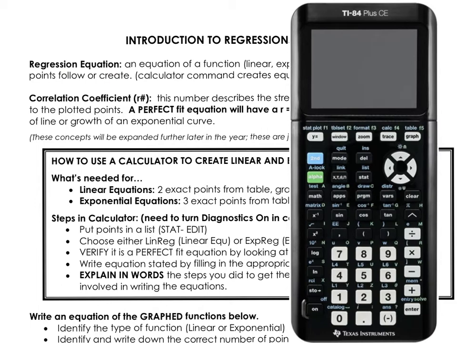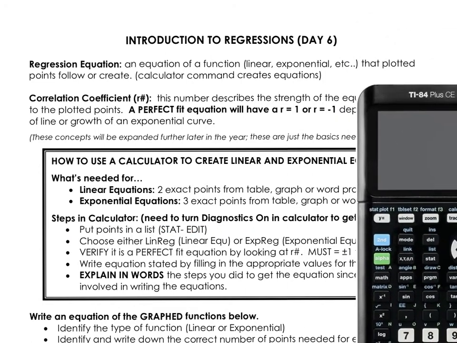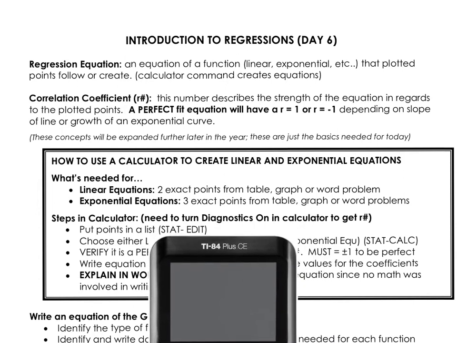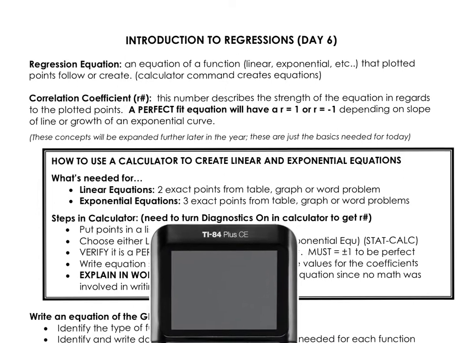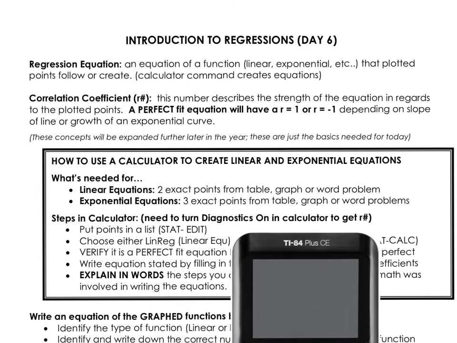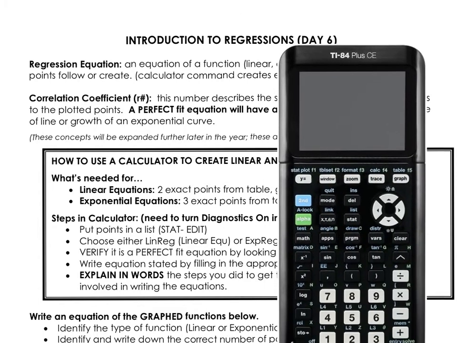So I have this picture. Unfortunately, it won't show you what should be on your screen, but I can at least point out the buttons that you're going to be using. So when we put the steps in our calculator, the first thing we need to do is turn our diagnostics on. Now, turning your diagnostics on is important, and every time you reset your calculator, you'll need to know how to turn the diagnostics on so that we can get that R number, okay?